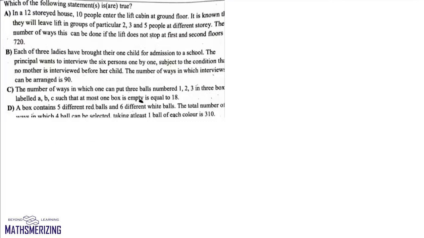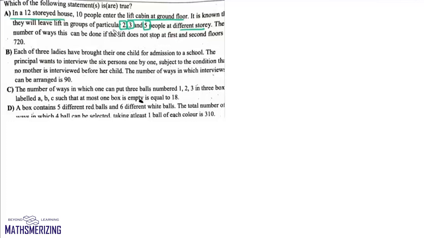Now here the question is, which of the following statements is or are true? The first statement is, in a 12-storied house, 10 people enter the lift cabin at the ground floor. It is known that they will leave the lift in groups of particular 2, 3 and 5 people at different stories. The number of ways this can be done if the lift doesn't stop at the first and second floor is 720.